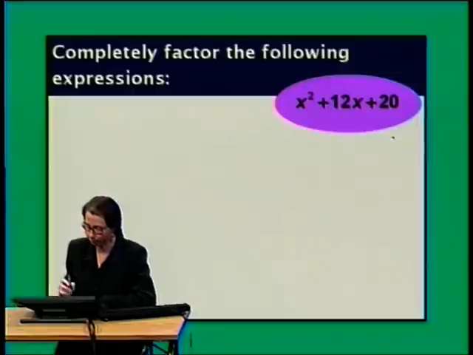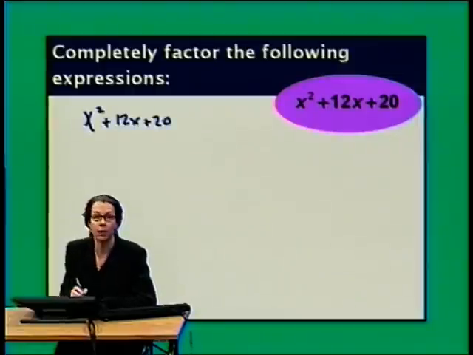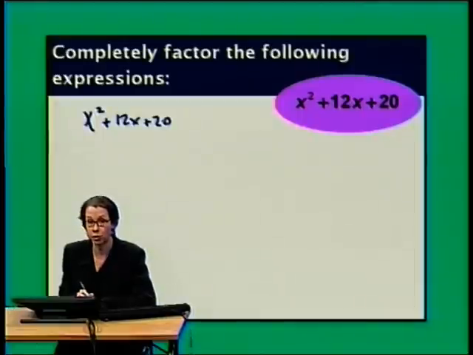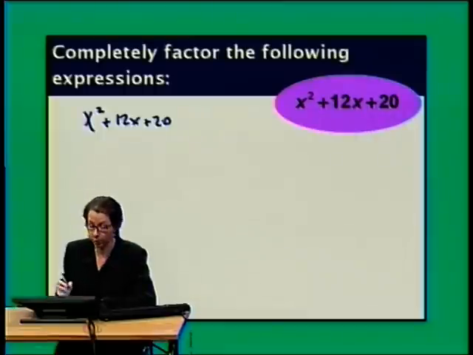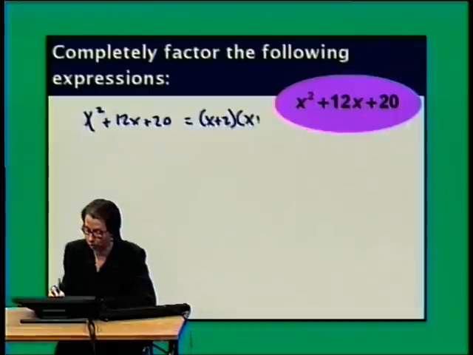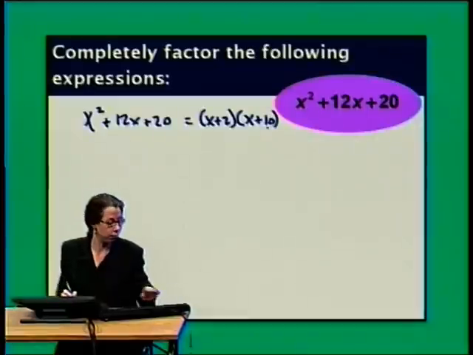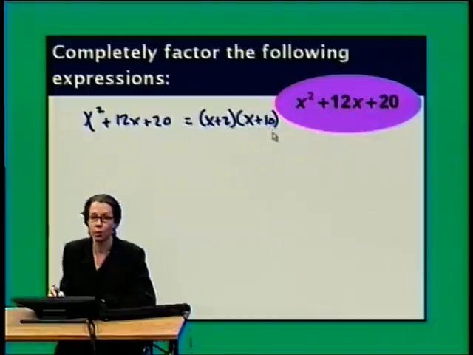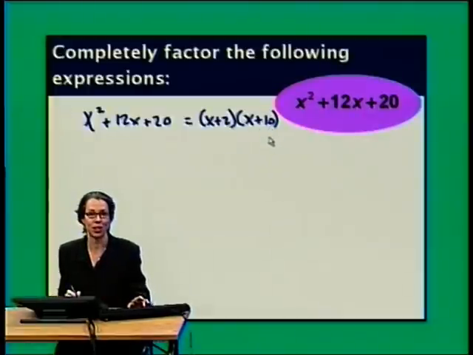Let's do another one. x squared plus 12x plus 20. These three terms share no common factors other than 1. So to factor this trinomial, I'm going to try factoring it into the product of binomials. Are there integer factors of 20 that add to 12? 10 and 2 will do the trick. This factors into x plus 2 times x plus 10. Very quick check here. x squared plus 2x plus 10x, that's 12x, plus 20. This factorization checks.